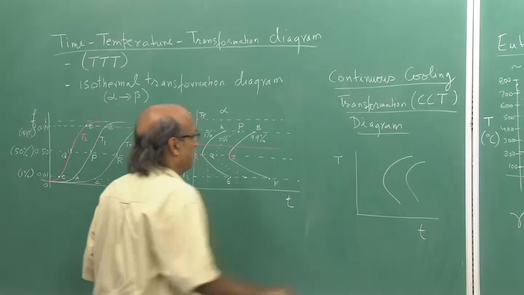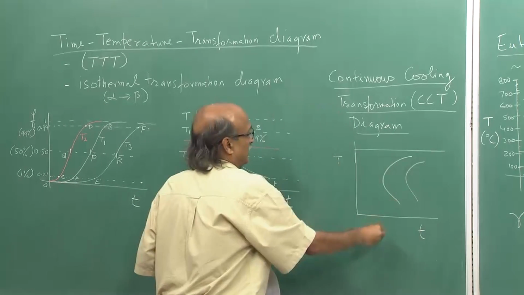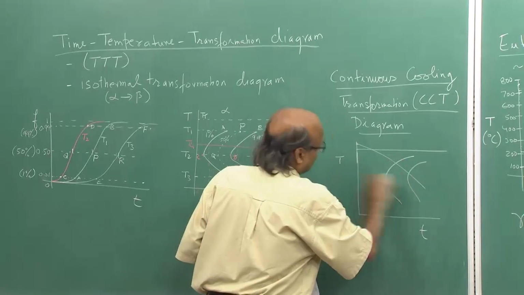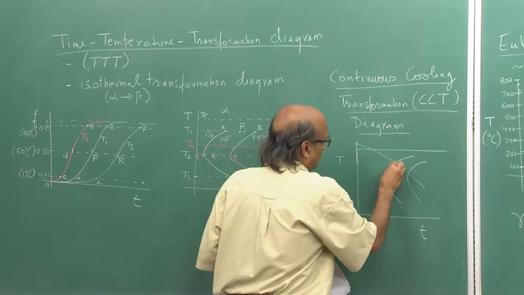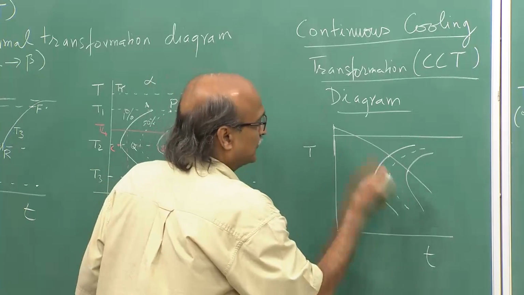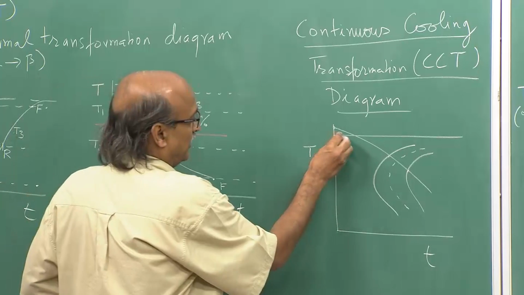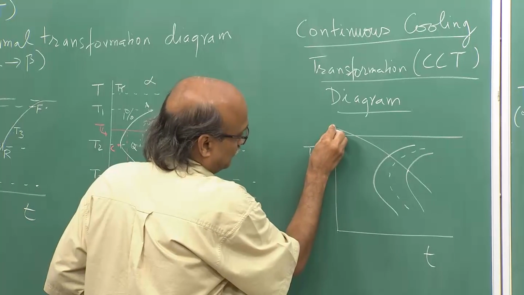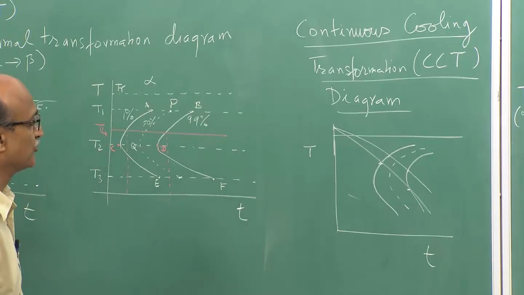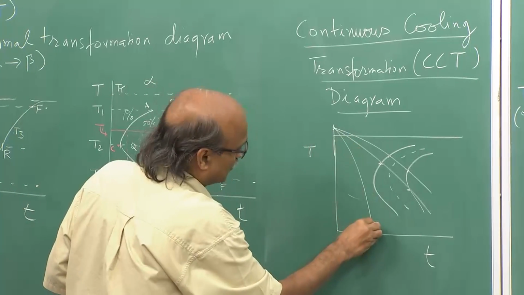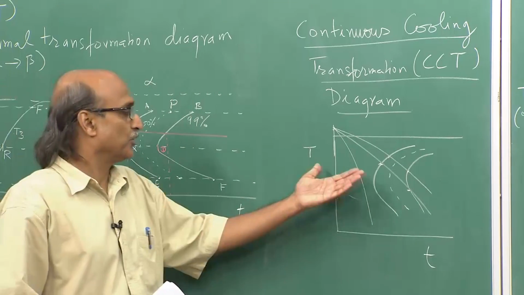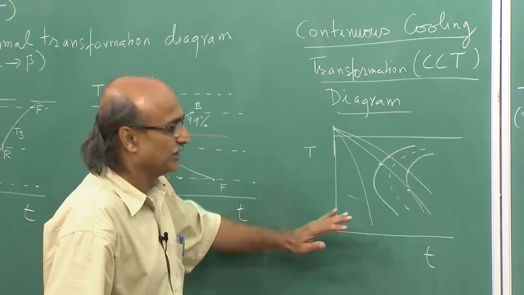However, to read such a diagram, suppose I cool continuously, my cooling curve may be something like this. So, this point now will tell me the start of the transformation, and this point tells me the end of the transformation. Similarly, if my cooling goes something like this, then again it is telling me the kinetics of the transformation. Or if I cool so fast that I go down, then no transformation will take place, and if it is a eutectoid steel or any other steel, then we may end up getting martensite.